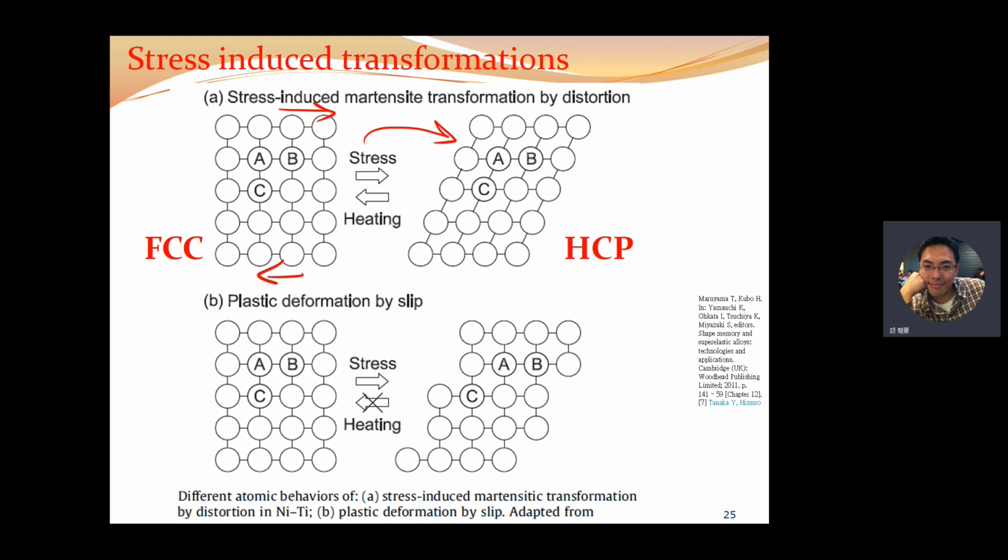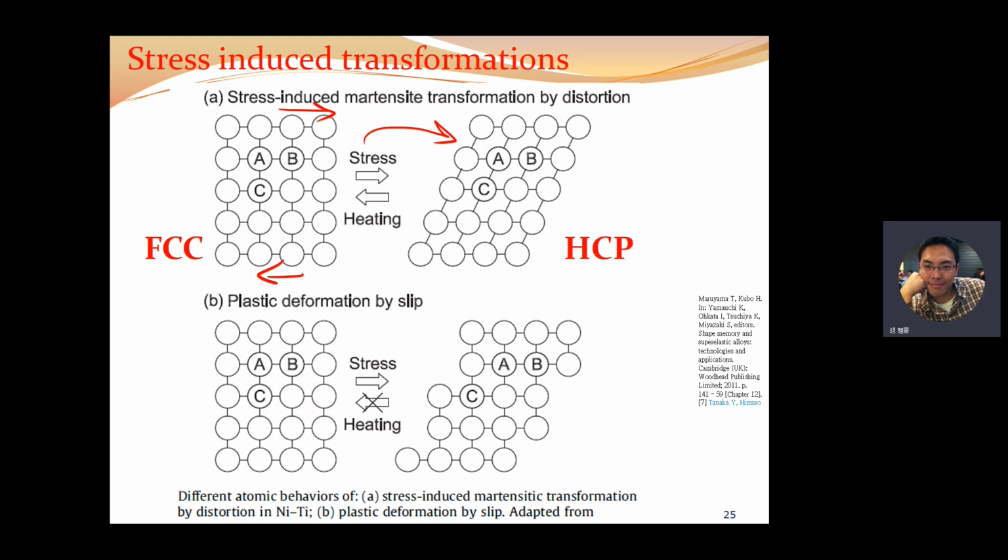If we want to recover it, just heat it up, apply a higher temperature, to recover its structure. Therefore, the stress-induced transformation is reversible by temperature.